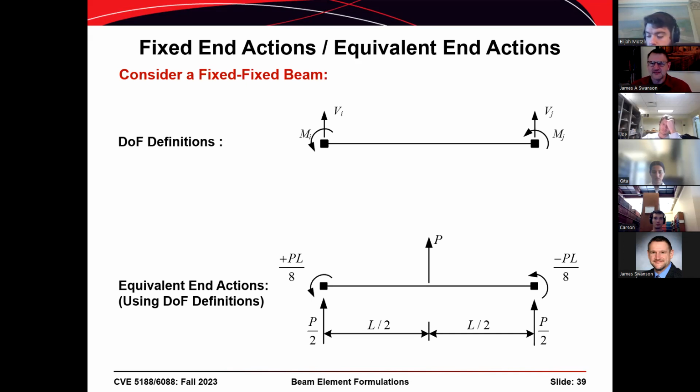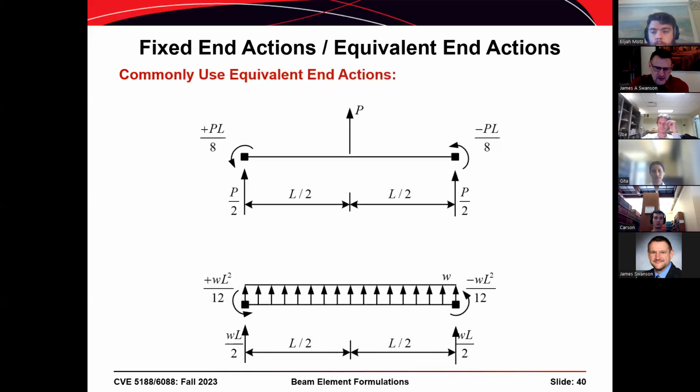You don't have to think, all right, am I looking at fixed end actions or am I looking at equivalent end actions? Is this moment really positive? Does it correlate with the moment that I have defined for my degree of freedom? And so when we present our equivalent end actions, we'll often present them the way that I have shown here at the bottom. Two of the cases that we use most often are shown here: a point load at the center of the beam, and a uniformly distributed load acting along the length of the beam. Those are equivalent end actions that you'll see quite a bit.